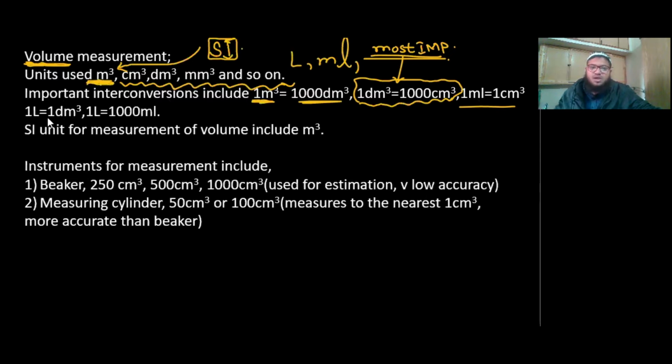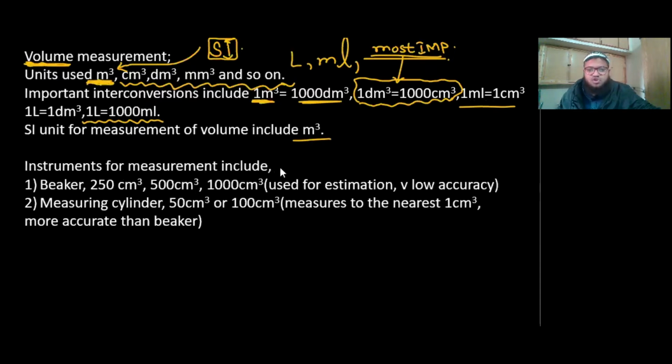If 1 liter is the same as 1 dm cube, and we know that 1 dm cube equals 1000 cm cube, then we should have no difficulty in figuring this relationship out. Since dm cube is the same thing as liter, 1 liter is equal to 1000 cm cube, and cm cube is the same thing as ml from this relation. So this relationship should also be clear in your head by now. Now let's move on. The SI base unit is meter cube.